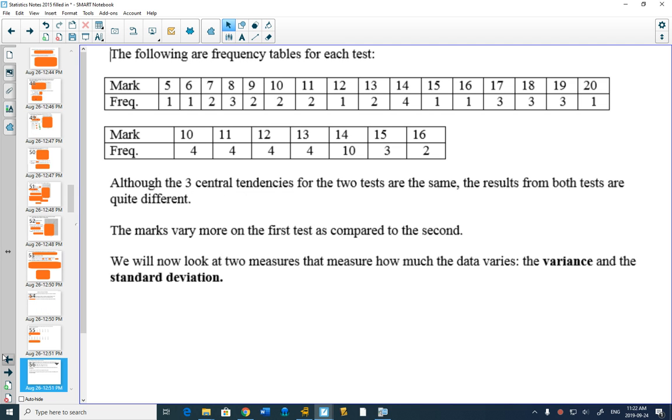If we put the data into frequency tables, we can see a little bit more. We can see that test 1 is really spread out, and that test 2 has a lot more people clumped together. So we would say that the marks vary more on that first test than the second test.